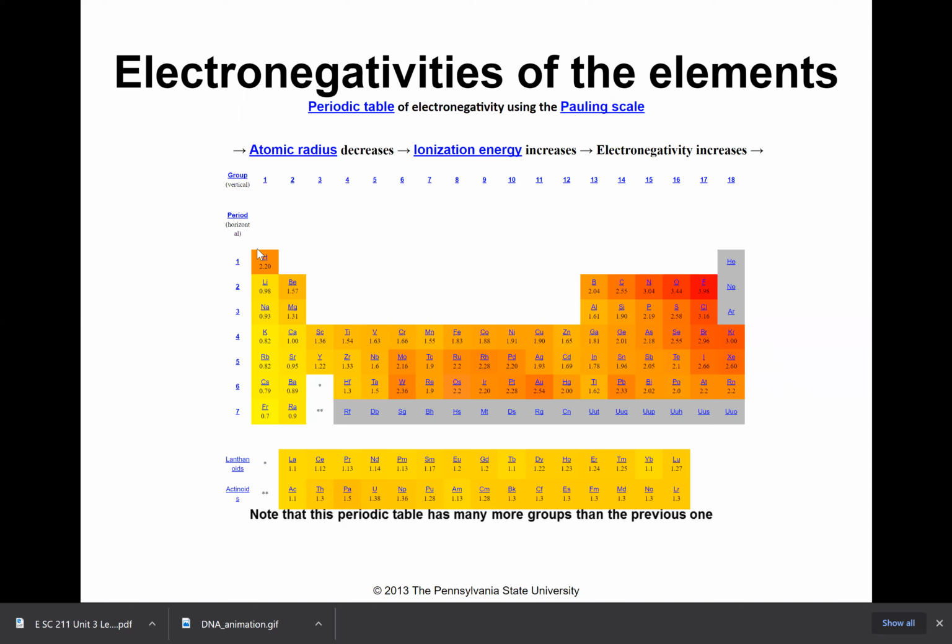So on the left-hand side, it's low electronegativity. So this guy can't really attract atoms. This whole column can't attract atoms to it, but this column, column 17, will attract atoms to it. Now, we're going to forget about column 18 for a moment and just go up to column 17. So electronegativity increases as you go from left to right, with the exception of column 18.